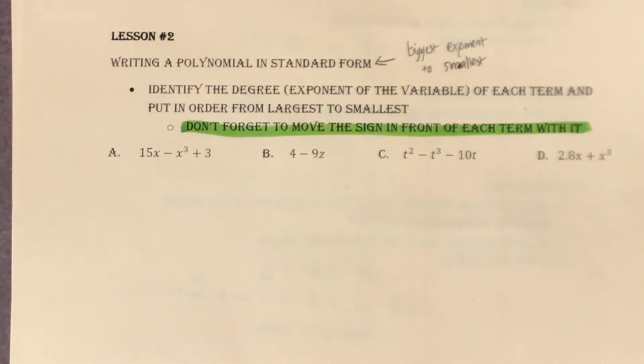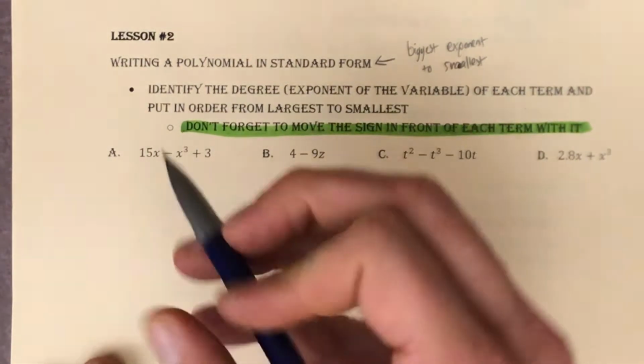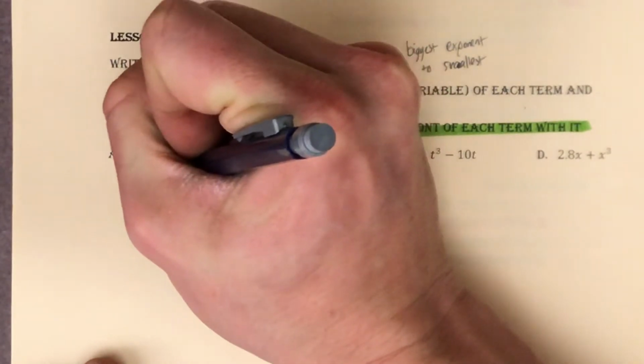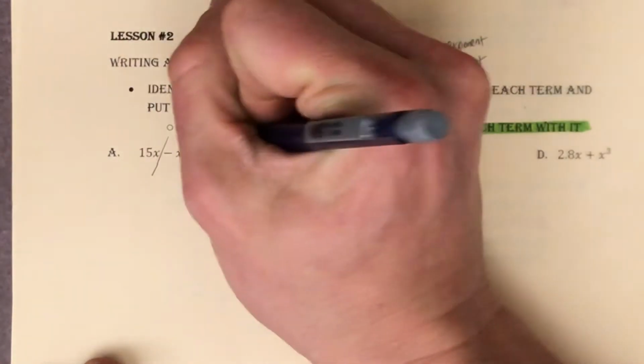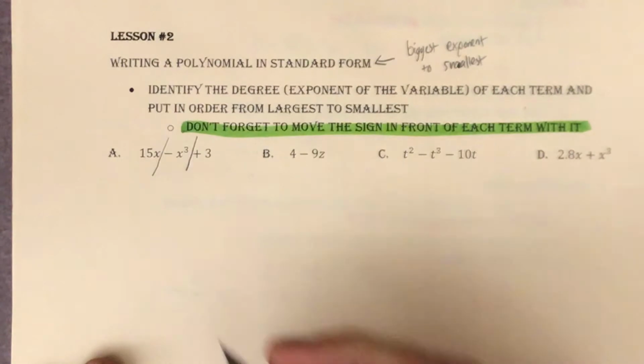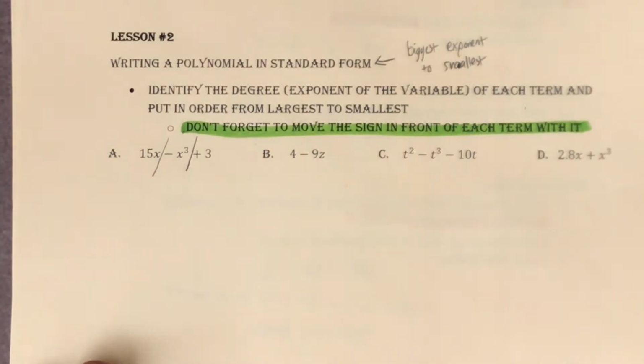So the first thing I want to do is determine how many different terms I have. Well, in order to do that, I'm going to put a slash in front of any plus or minus signs I see. So first minus sign I see right there, so I'm going to put a slash in front of it. So my first term is 15x. The next plus or minus sign I see is the plus right here, so I'm going to put a slash in front of that. So my second term is negative x to the third. And then my third term is positive 3. That just helps me see each term individually a little clearer.